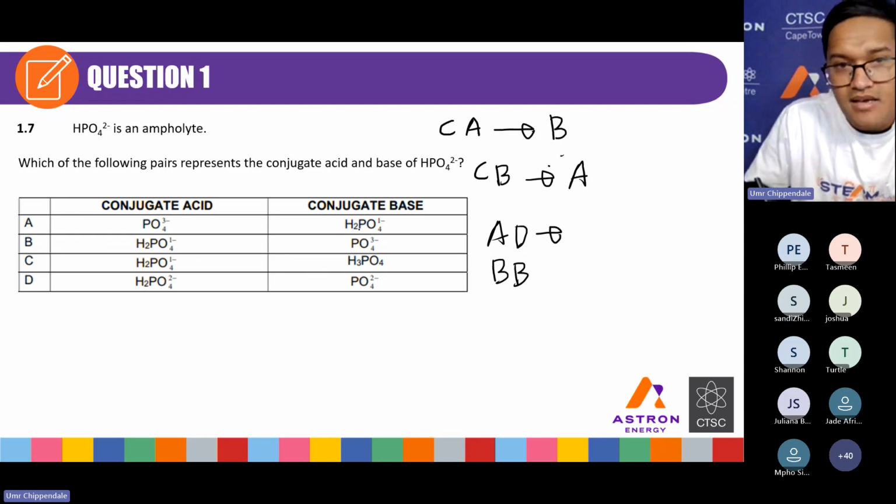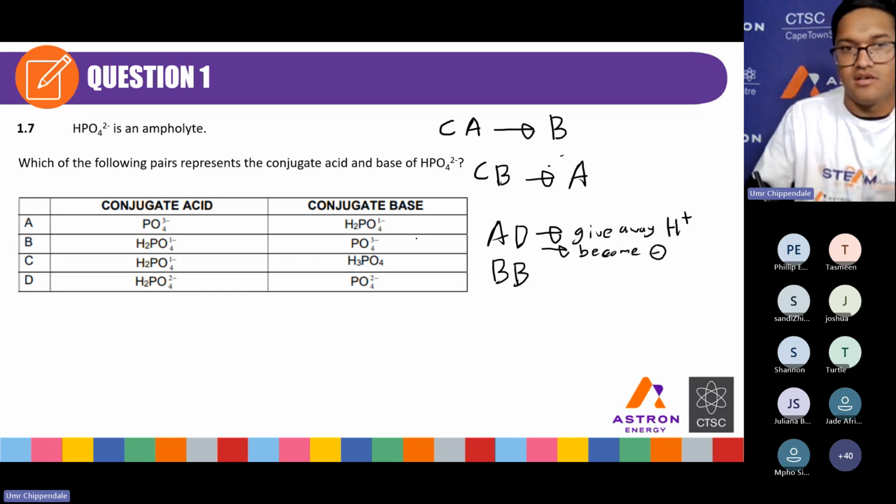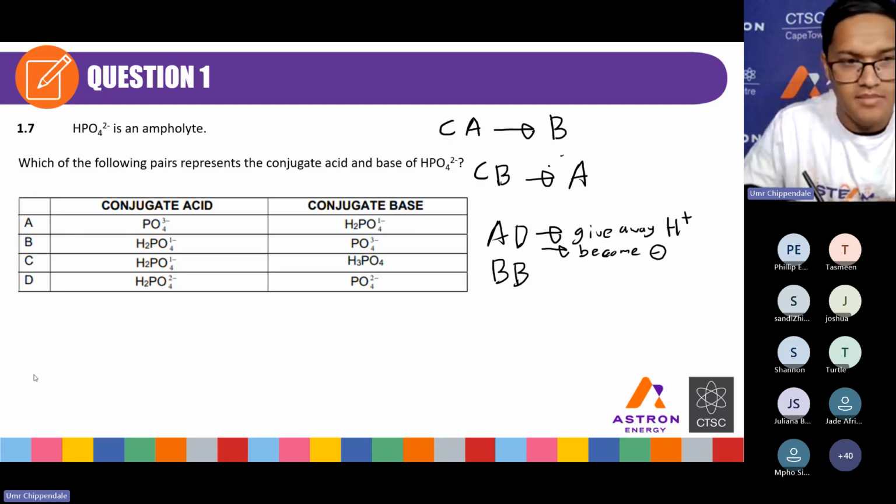So that means if an acid donates a proton, it will give away an H plus, right? So that's how it will be. And then it will become negatively charged. So that's how we know AdBa. Base, AdBa. Sorry, that's supposed to be A. So AdBa.